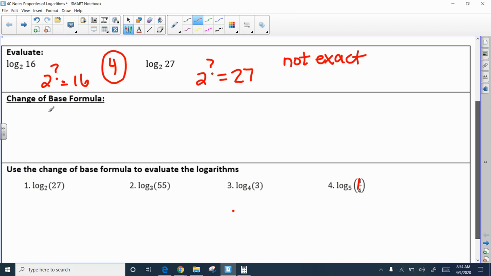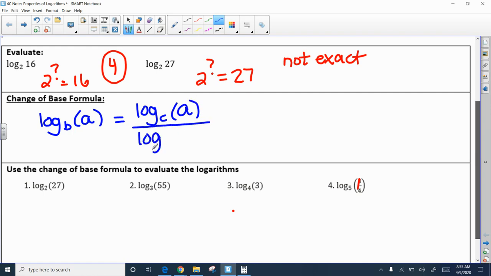All right, so the change of base formula says if we have log base b of a, so this can be any base, like a base of 2 like it is here, or a base of 5 or anything. We can change it to any other base that we want. Log base b of a is equal to log base c of a divided by log base c of b.